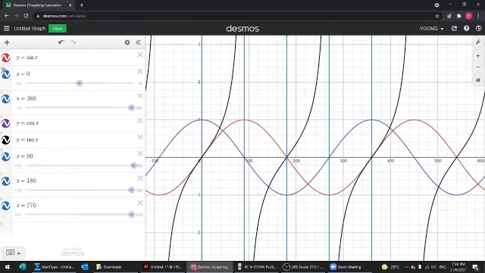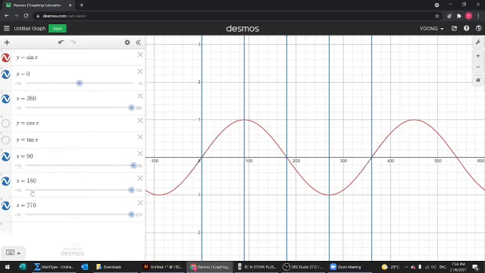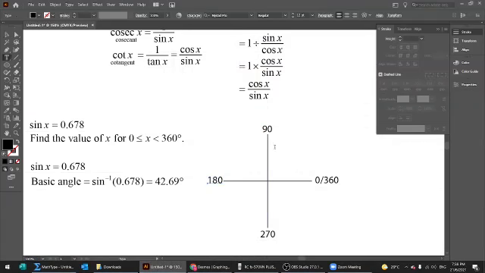Okay, now look, I close my tangent and sine graph. I'm looking at the blue line. This is from 0 to 90, this is 90 to 180, 180 to 270, 270 to 360, until here only. From 0 to 90, is your graph positive or negative? Positive. Your value is more than 0. So here you know that sine is positive.